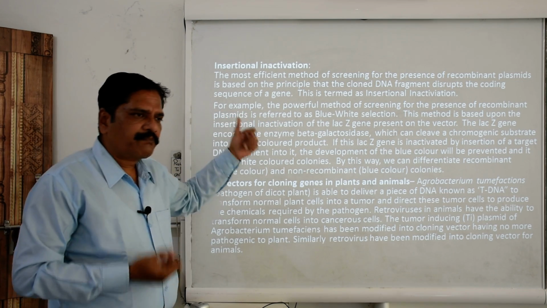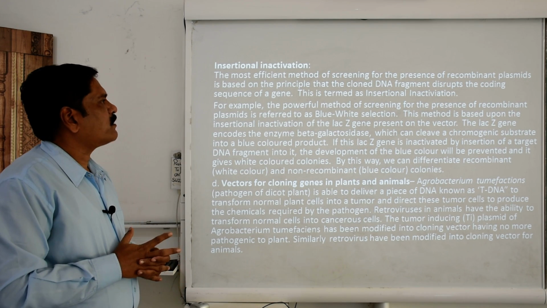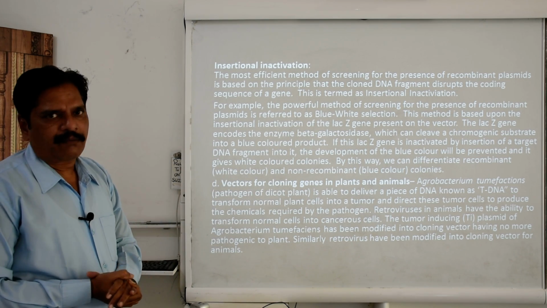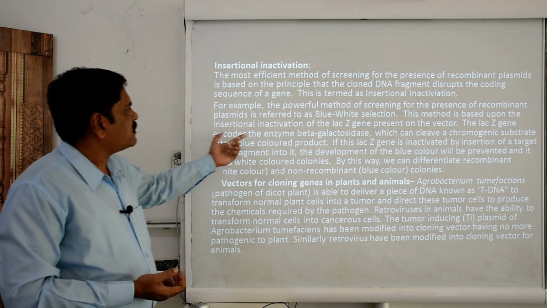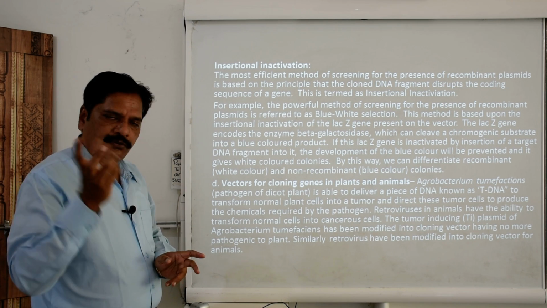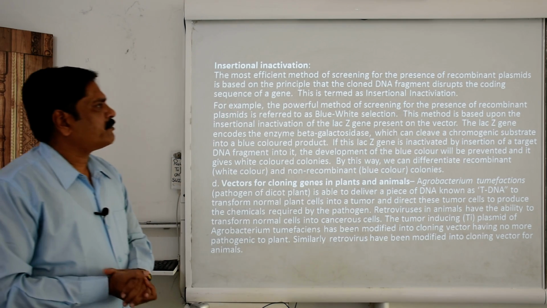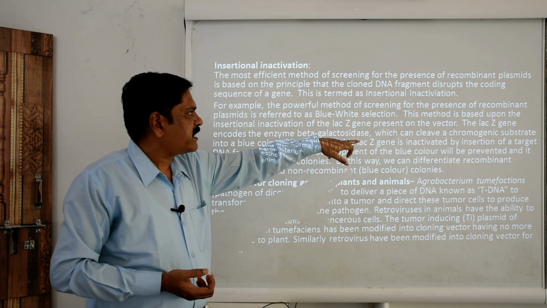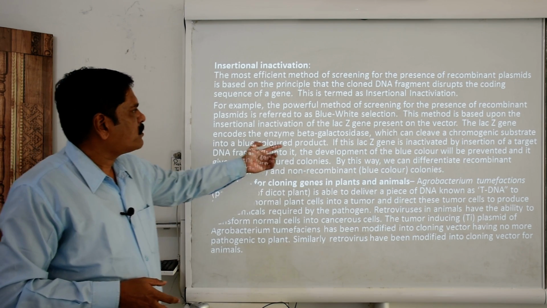Just like that, an example which makes it very clear is that a powerful method of screening for the presence of the recombinant plasmid is referred to as blue-white selection. Remember, this method is based upon the insertional inactivation of the lacZ gene. You can just recall the lac operon. The lacZ gene present on the vector encodes the enzyme beta-galactosidase, which can cleave a chromogenic substrate into a blue colored product.